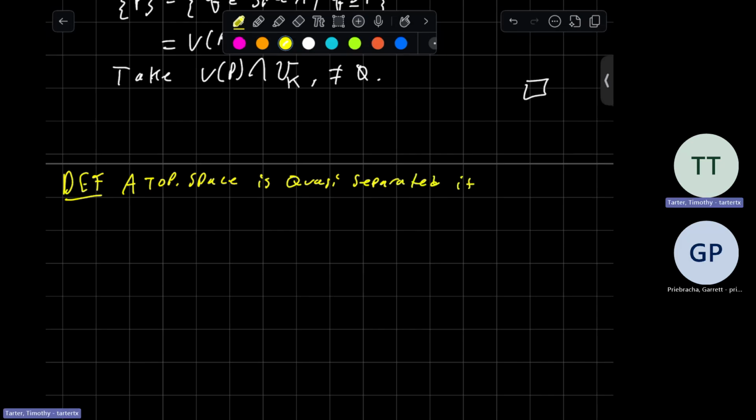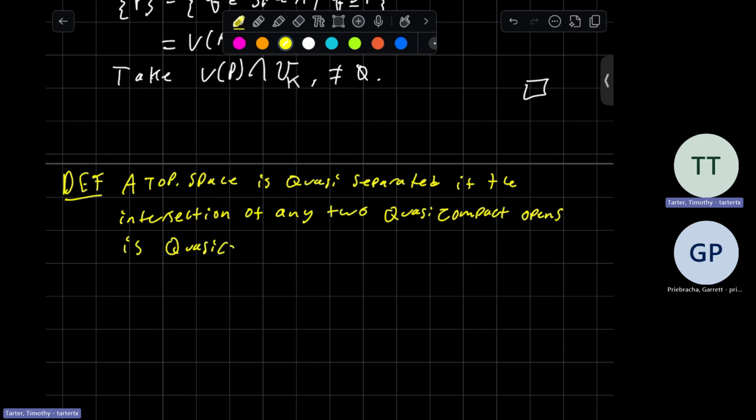A topological space is quasi-separated if the intersection of any two quasi-compact opens is quasi-compact. The motivation for the separatedness in the name is that this is a weakened version of separated, for which the intersection of any two affine open sets is affine.